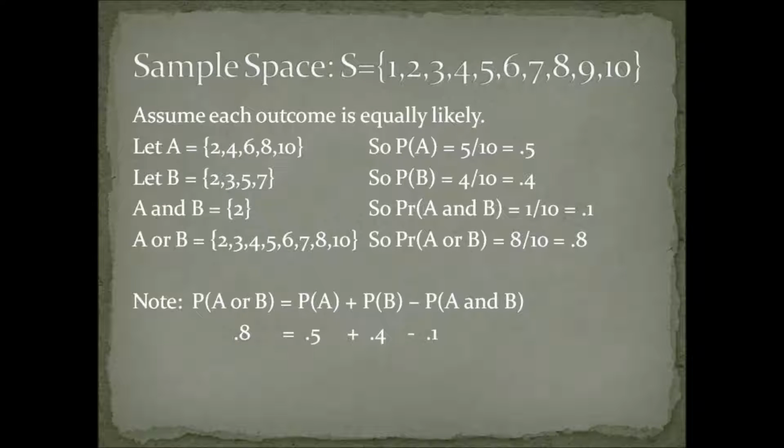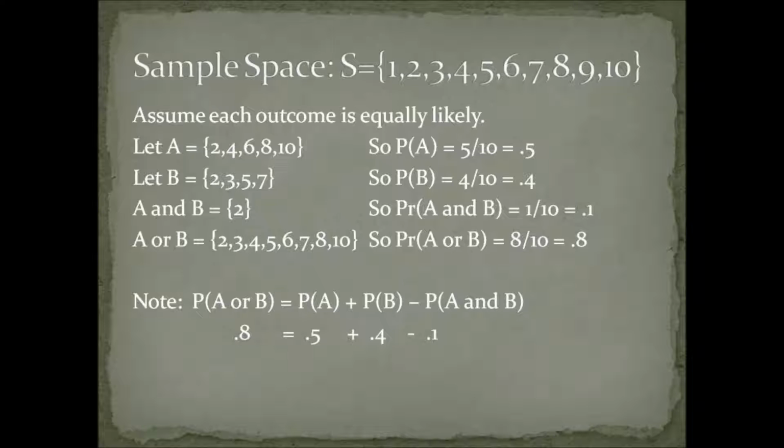The sample space, suppose, is the numbers 1 through 10, and assume that each number is equally likely. Let's define A to be the set of even numbers in that sample space: 2, 4, 6, 8, and 10. Then the probability of A, since all outcomes are equally likely and there are 5 outcomes in A, is 5 over 10, or 0.5. Suppose that B is the set of prime numbers in that set: 2, 3, 5, and 7. Then the probability of B is 4 out of 10, or 0.4.